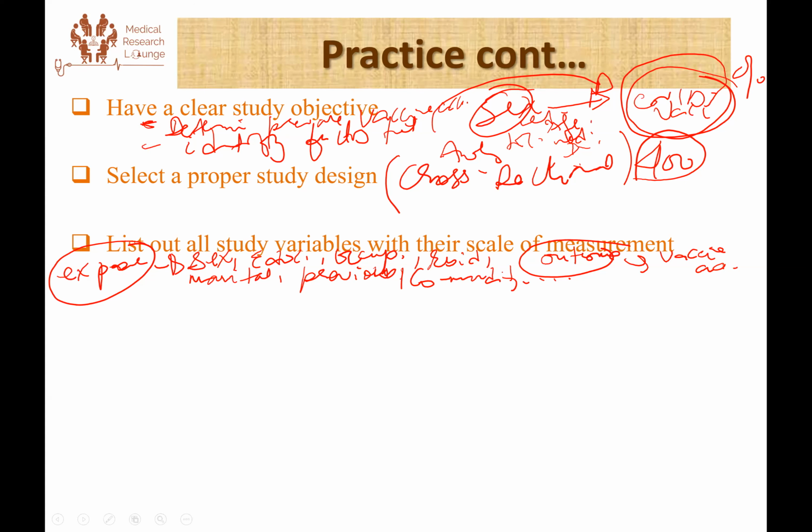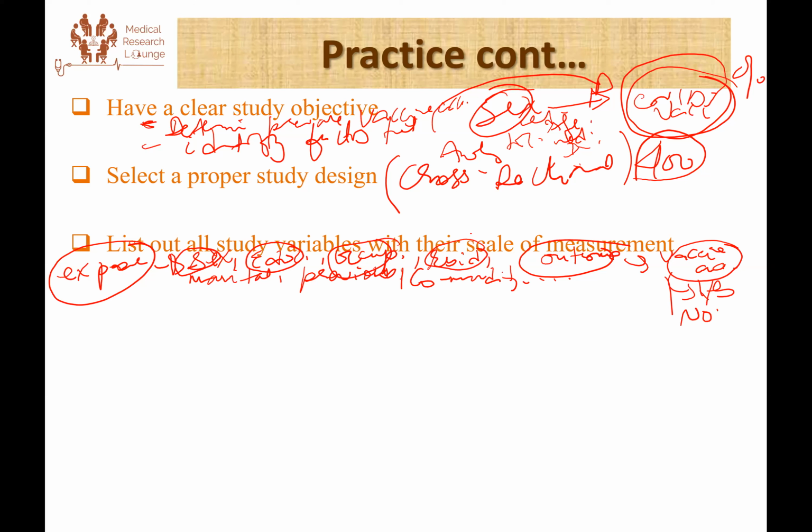So after identifying those, we have to decide the scale of measurement that we want to use for analysis. So COVID-19 vaccine acceptance can be yes or no, right? So this is going to be a categorical variable. We're going to present it using percentage. So for gender, it's going to be male, female. For education, we can use cannot read and write, primary, secondary, above that, and others.